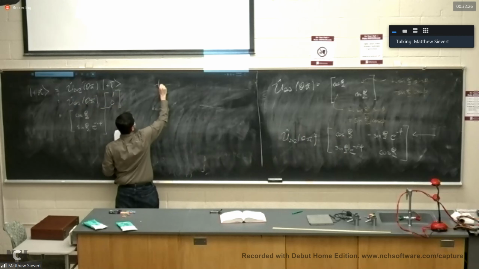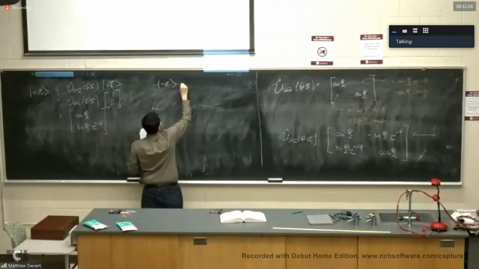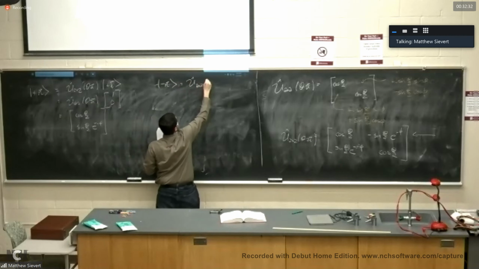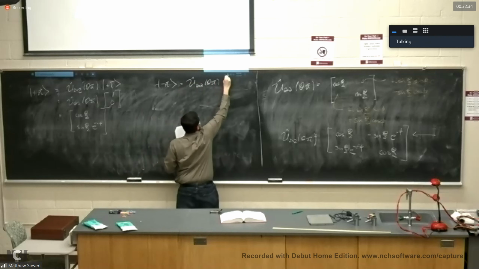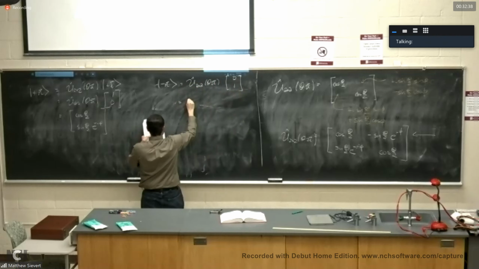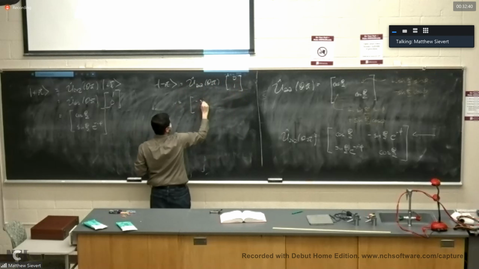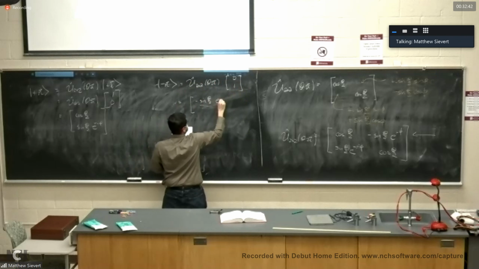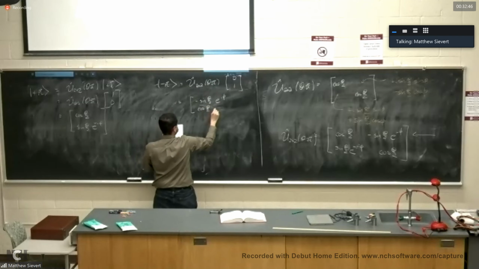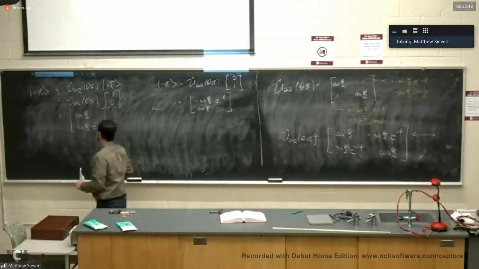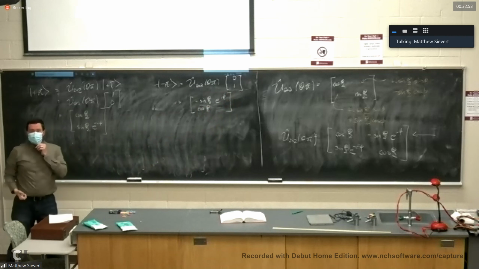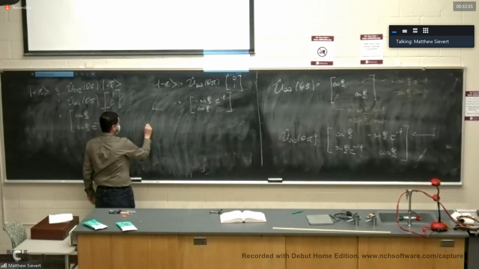And likewise, if I rotate the spin down state the same way, then I get minus sine theta over 2 e to the I phi, cosine theta over 2. So these are perfectly good eigenstates of the operator S dot n.